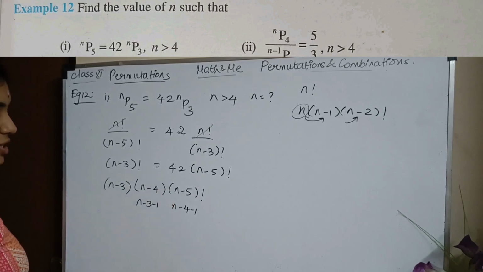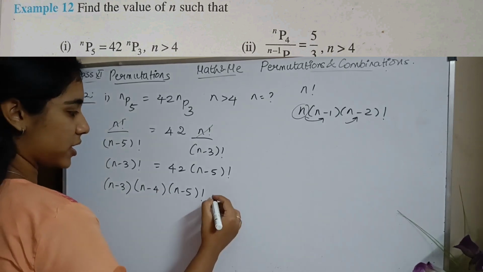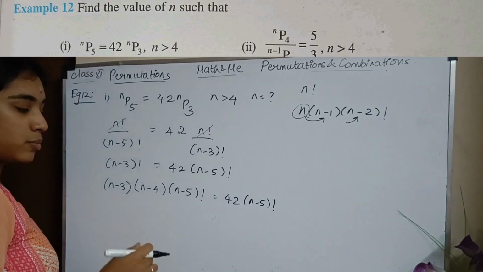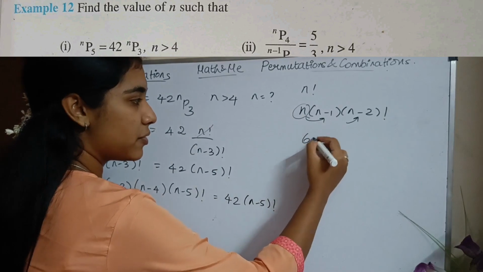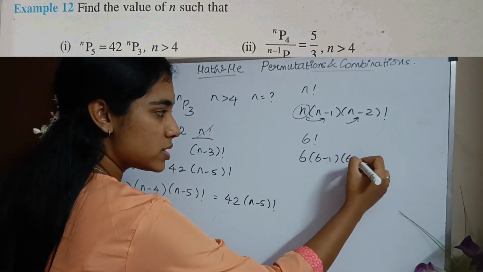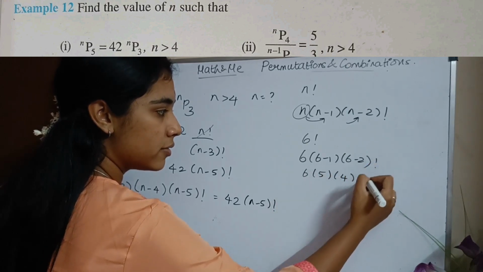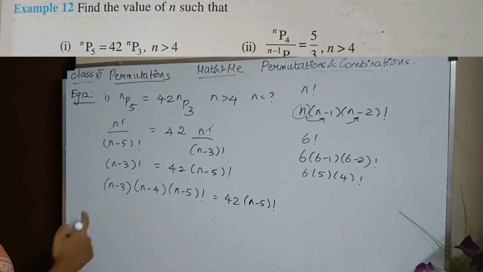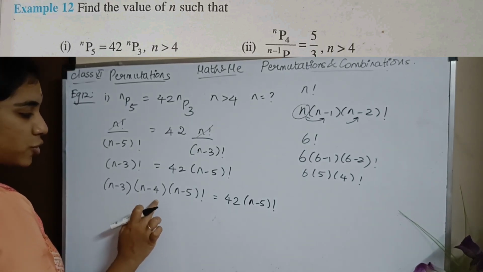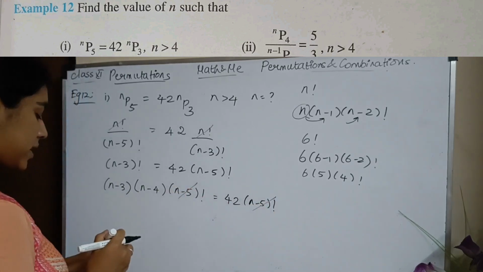So my LHS becomes n minus 3 into n minus 4 into n minus 5 factorial equals 42 times n minus 5 factorial. For example, if you have 6 factorial, I'll do 6 into 6 minus 1 into 6 minus 2, so it will be 6 into 5 into 4 factorial. That is what I did here. So n minus 3 can be written as n minus 3 minus 1, n minus 4 minus 1, n minus 5. The n minus 5 factorial and the n minus 5 factorial will get cancelled.